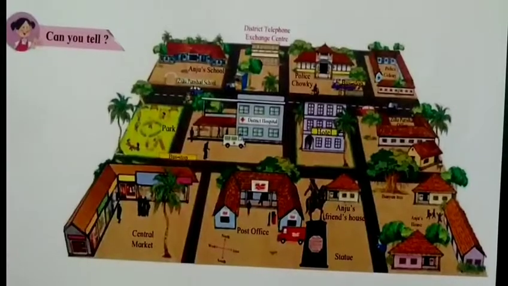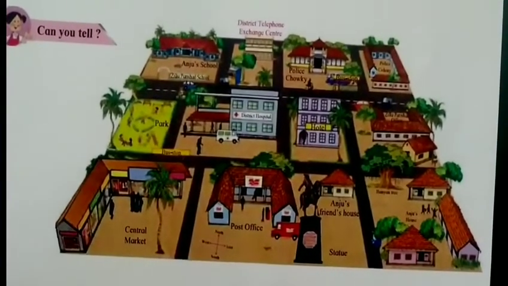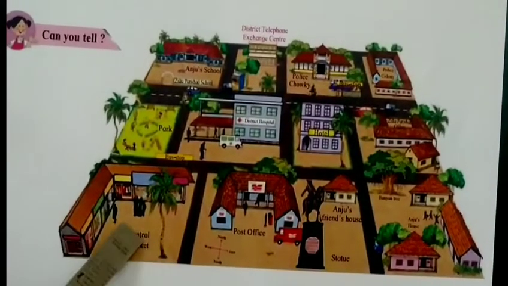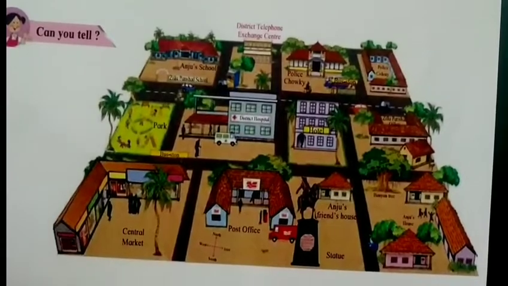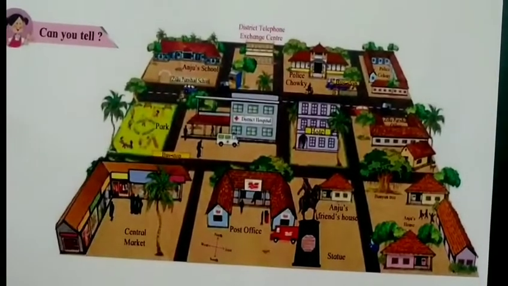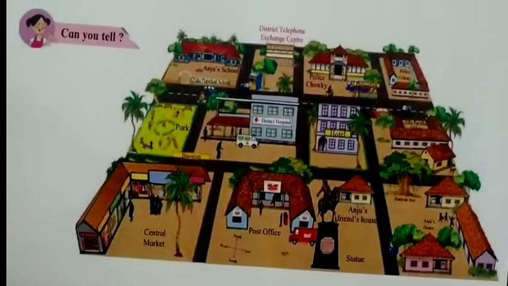Now students, coming to page number 87. Can you tell? Now see this. This picture above shows the area around Anju's house and the school. Now complete the activity below with the picture. We have to complete this activity.